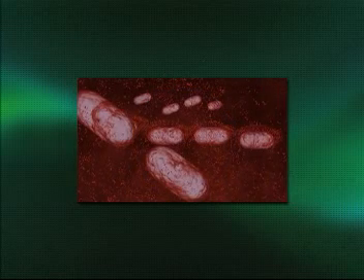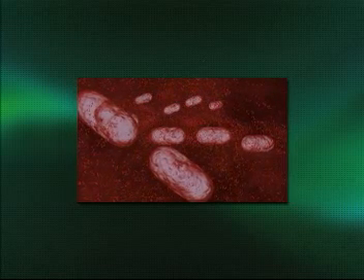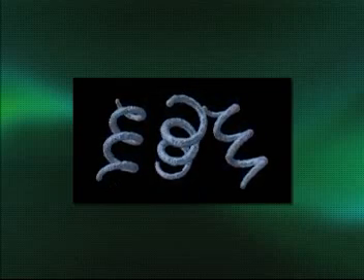The three bacteria shapes are cocci, bacilli, and spirochetes. Cocci are round bacteria. Bacilli are rod-shaped bacteria. Spirochetes are spiral or corkscrew-shaped bacteria. Did you remember all three shapes?